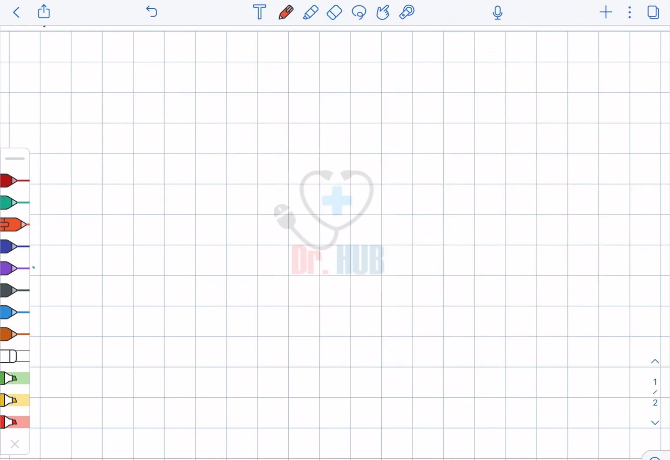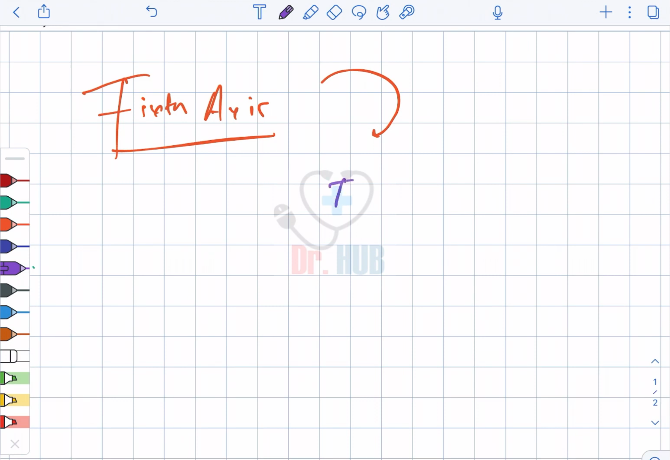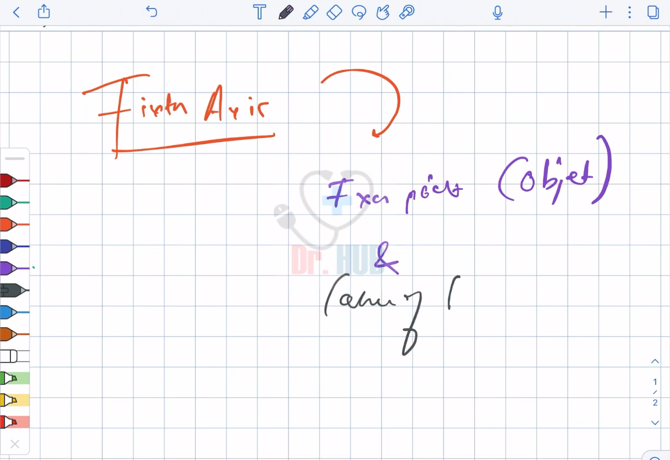Next is the fixation axis. In the case of the fixation axis, it is nothing but the line which joins the fixation point, that is the object, and the center of rotation.